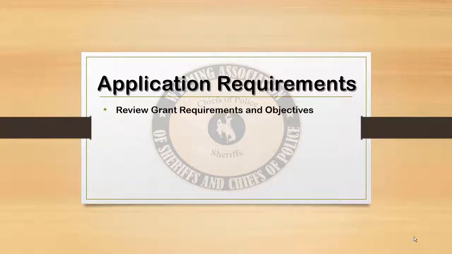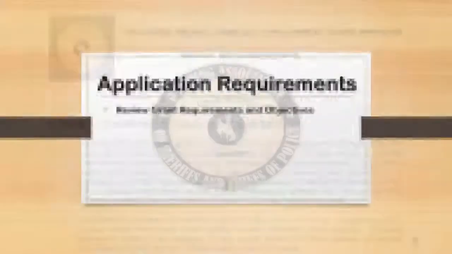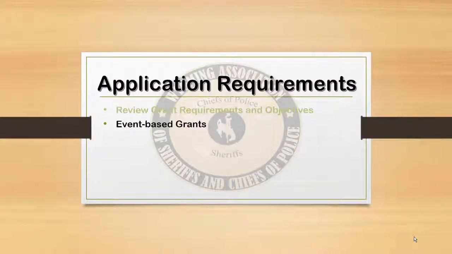The first step in the process is to review the grant requirements and objectives on Form HS2 to decide whether your agency is willing and able to abide by the requirements for all grant recipients. This document provides detailed information about the grant requirements and the agency commitments and objectives. Each grant is event-based and identifies a specific traffic enforcement focus.